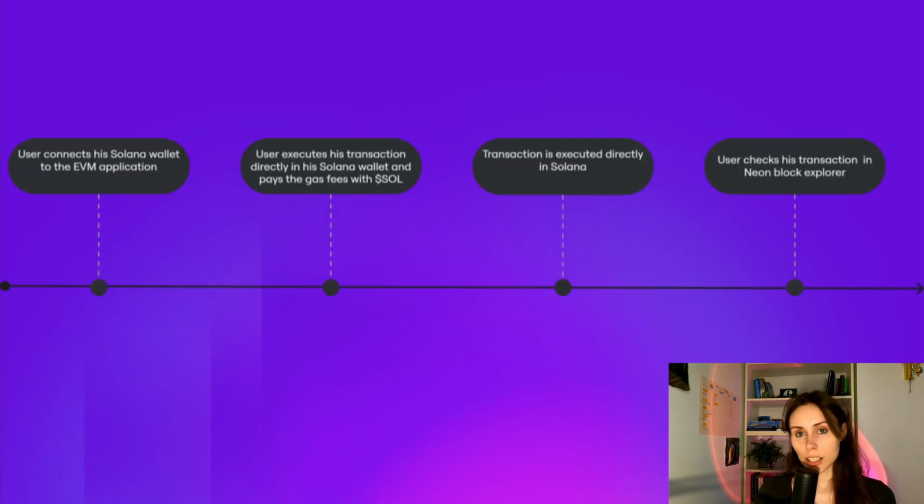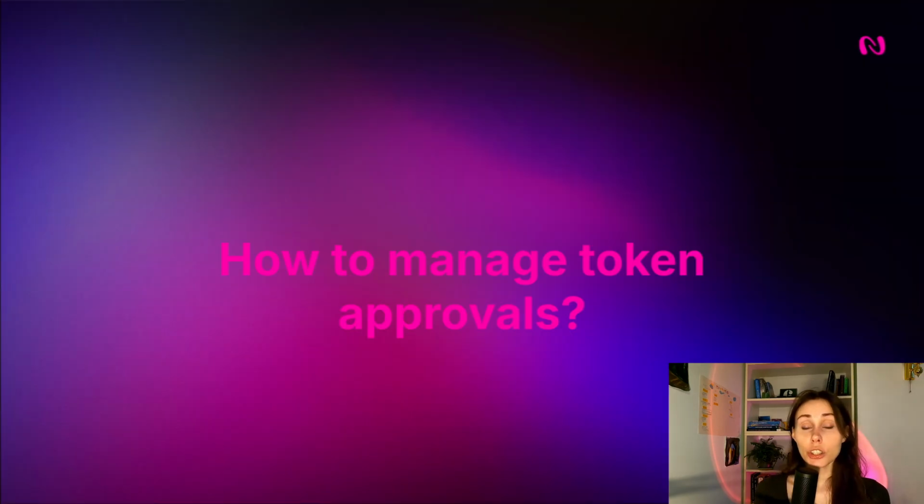The user connects with a Solana wallet to an EVM app. The user executes their transaction directly in their Solana wallet and pays the gas fees with SOL. The transaction is executed directly in Solana, and the user can check their transaction in, for example, Neon Block Explorer. So today we are going to look at how this transaction goes through, looking at two simple example scripts. First for granting token approval, and the second for making a transfer.